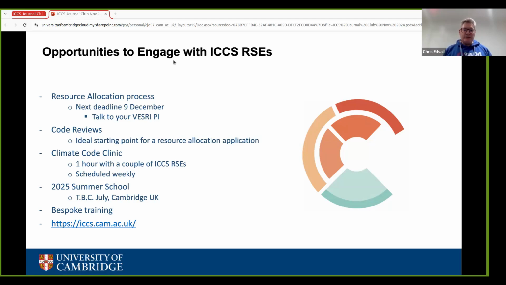Going down in scale, we also offer the Climate Code Clinic, where you get to talk to a couple of our RSEs for an hour or so. You don't have to wait quarterly to do that. There's a form on our website, iccs.cam.ac.uk, right at the bottom. You fill in that form and we pick those up. We're on a schedule of once per week and assign people to look at your query.